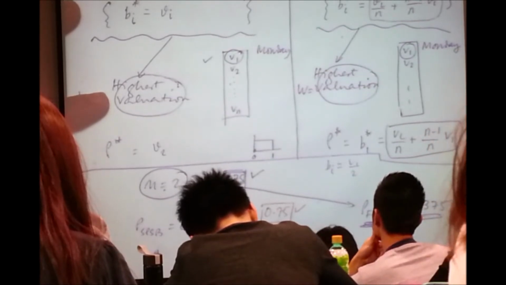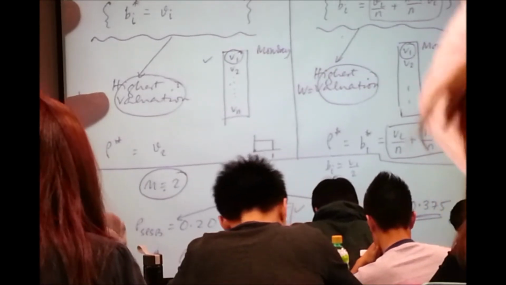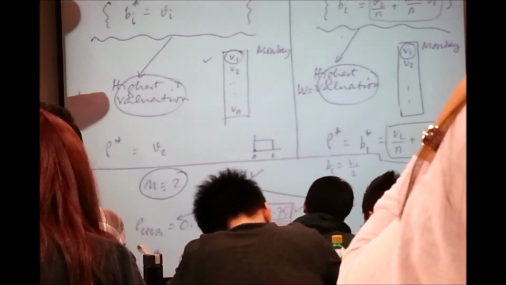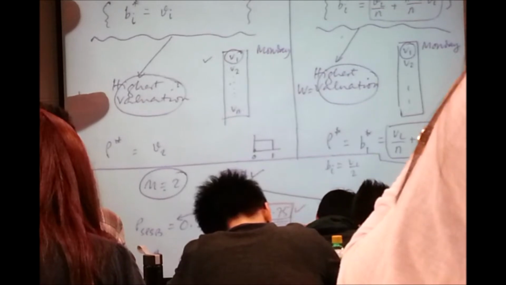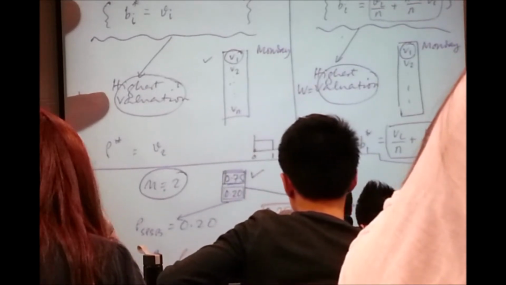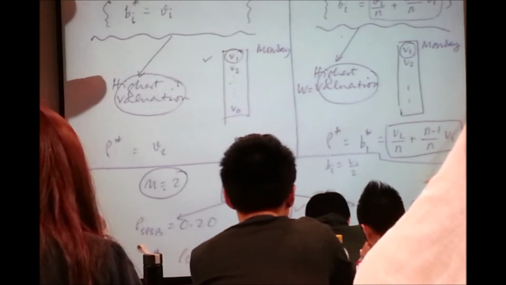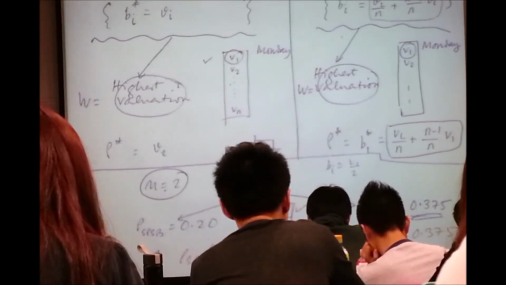On the other hand, if I conducted a first price auction, this guy will win. And how much will he bid? Because that will be my price. That price will be half of 0.75, which is 0.375. Which gives you a higher price? Second price.